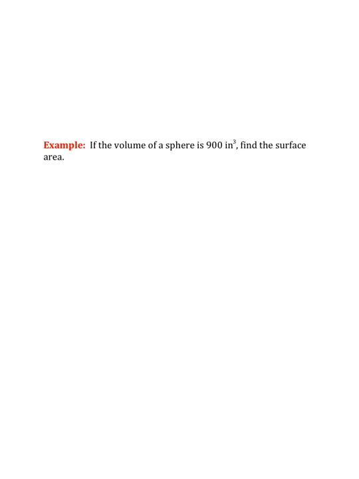So the volume of a sphere, I'm given the volume of a sphere as 900 cubic inches, and from that I want to find the surface area. So what I need to do is find my radius. So I'm going to use that volume formula and set it equal to 900, my volume. So 900 is equal to 4/3 pi radius cubed.